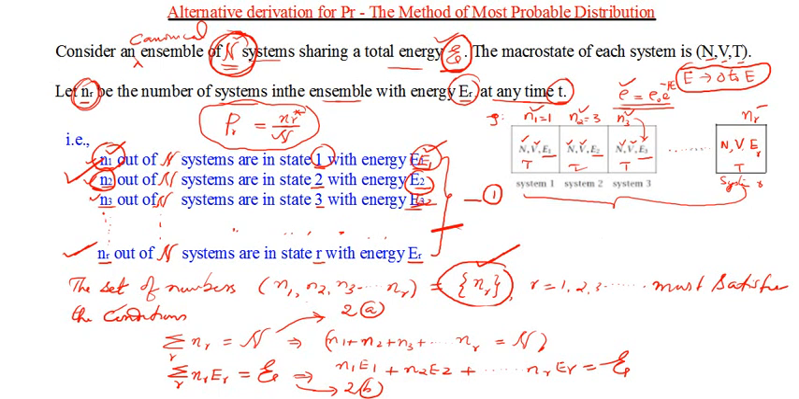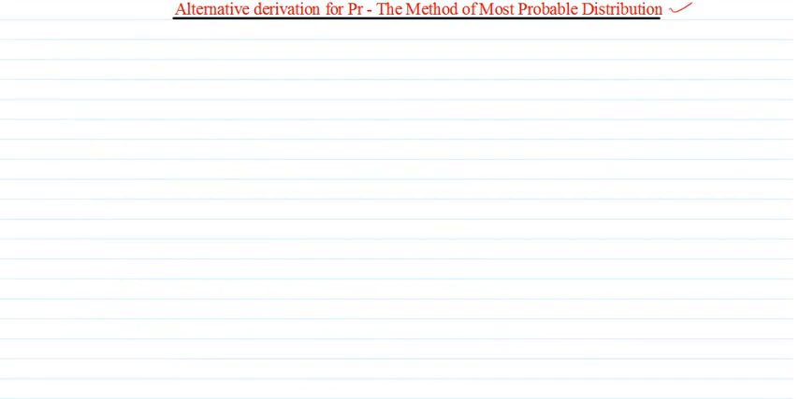These two constraint equations are very relevant, so make sure you note them down. Equation number 2a denotes the constraint in terms of the total number of systems in the ensemble, and equation 2b denotes the way in which energy is divided between the members of the ensemble. Here, one thing I have to mention: let me continue. Here we can say that this total energy E can be written as 𝒩 into U, where U is equal to E by 𝒩 as per the definition.